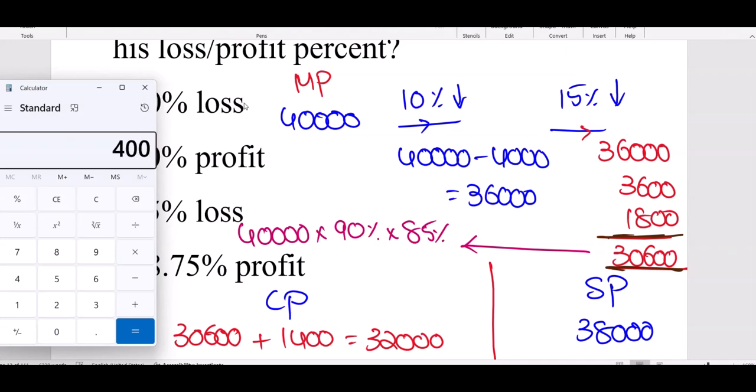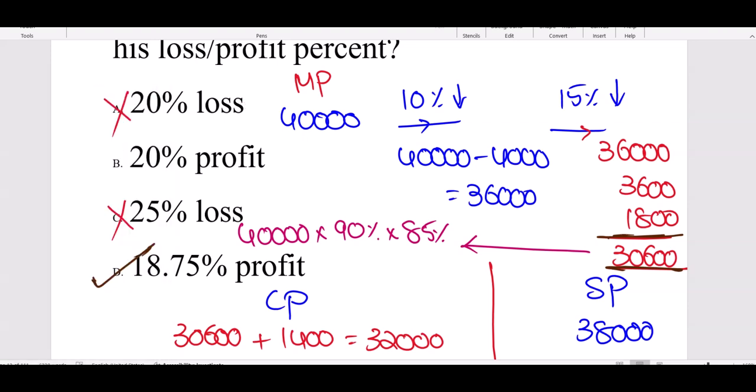90% is 0.9. 40,000 into 0.9. Next 0.85 because of 85%. You got 30,600 directly. If a calculator is allowed, you can do it like that, because the multiplication and all will take time. Or manually, as I already said, if you know 10%, then we can calculate 20 or 30 or 15%, any percentage, easily. But you have to solve this question within 60 or 70 seconds. If you take more time, you are losing the other questions.